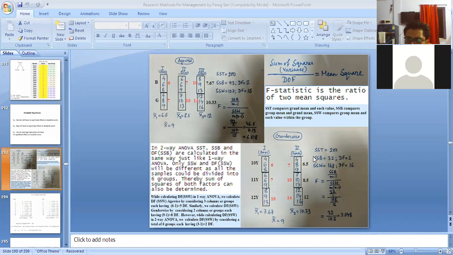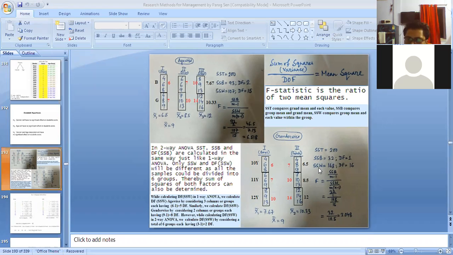How have you got it? The grand mean is 9, so from 9 you subtract 7.67, whole square, and you do it 9 times. Then plus 9 minus 10.33, whole square, do it 9 times because there are 9 elements, so you will ultimately get this 32.